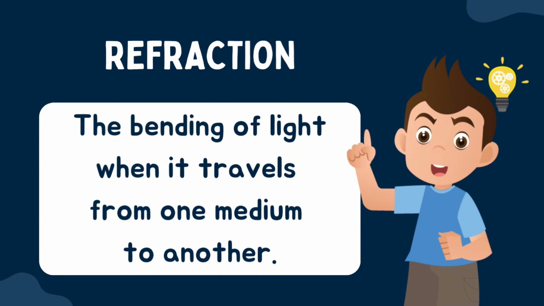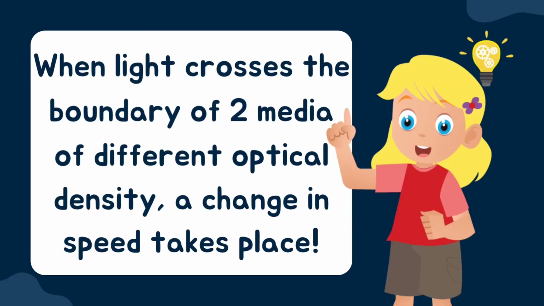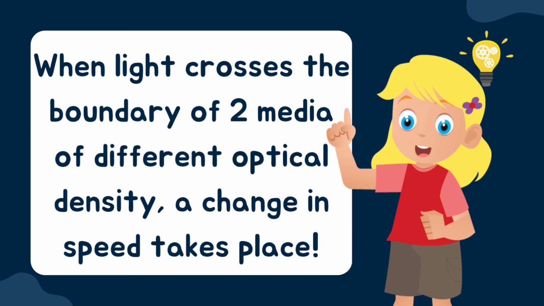For example, when you place a pencil inside a glass of water, you can see that the pencil is slightly bent. It seems like the pencil is broken, but that is just because of refraction. When light crosses the boundary of two media of different optical density, a change in speed takes place.